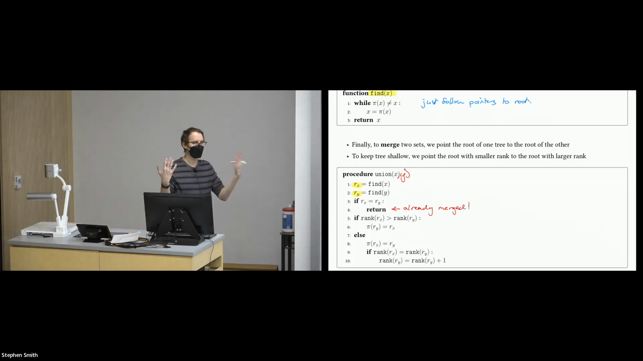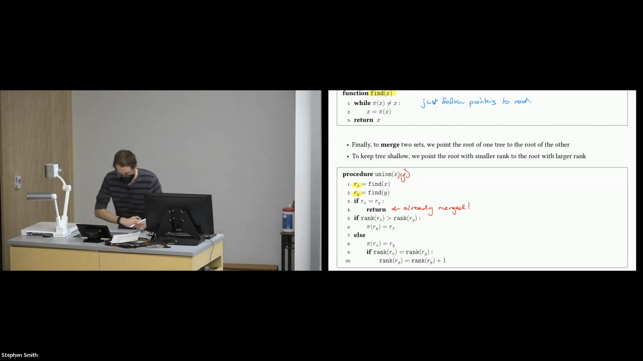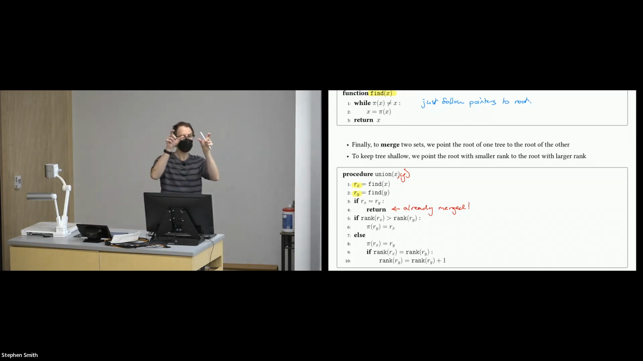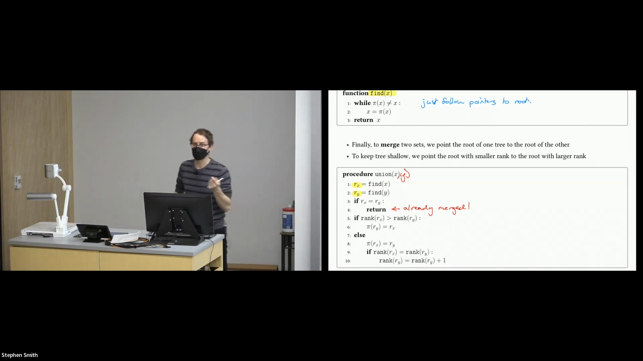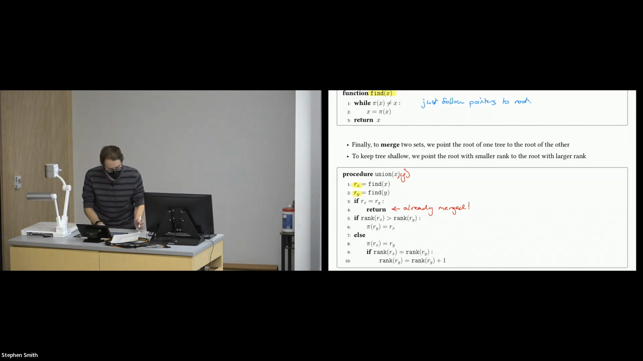Otherwise, I just check which one has a bigger rank. If the rank of the one that X is in is bigger than Y, then I point Y to the root of X. So I point the root of Y to the root of X. Otherwise, I point the root of X to the root of Y. And if they had the same height, the same rank, then I've now increased the rank by 1. And so I just increment the rank of Y by 1 in that case.